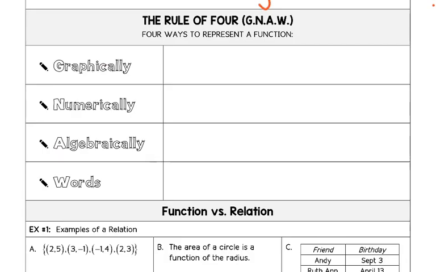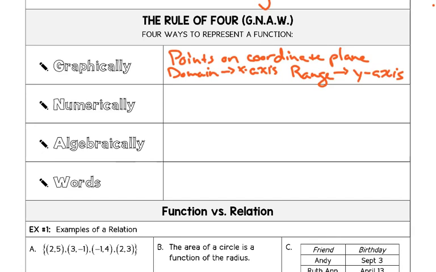Now, looking at functions, we're going to see that there are four ways that we can represent functions: graphically, numerically, algebraically, and through words. Graphically just means points on a coordinate plane, where our domain is going to be graphed along the x-axis, and our range is going to be the set of values along the y-axis.